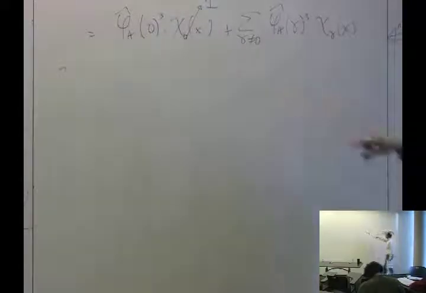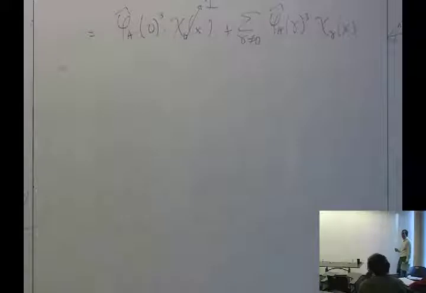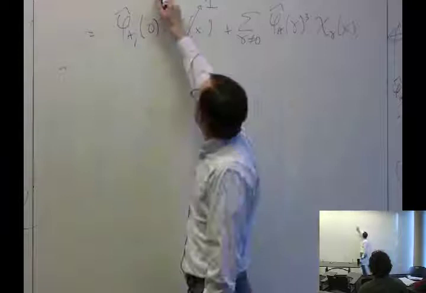And can somebody tell me what phi A hat of zero is? Come on, this is why you did all those homeworks. It's the constant coefficient, so it's the expected value of this function. A probability density function is defined by its expectation being 1, its integral is 1. So this whole thing is 1.